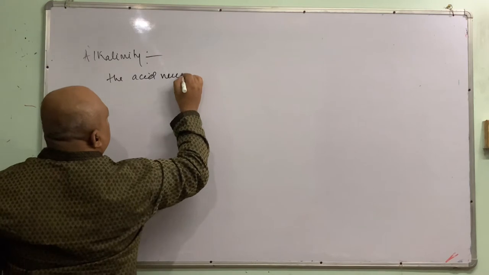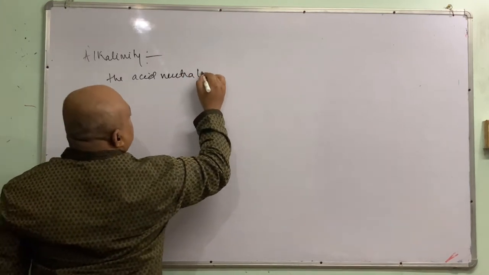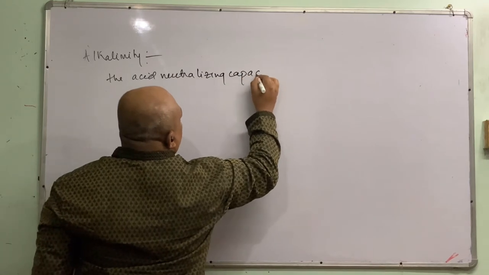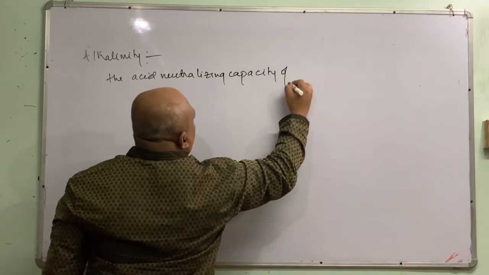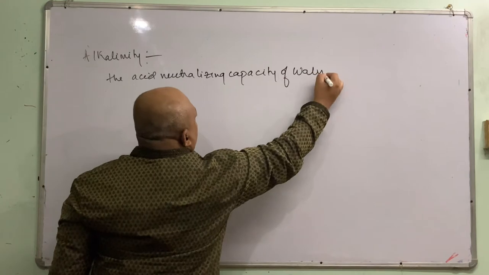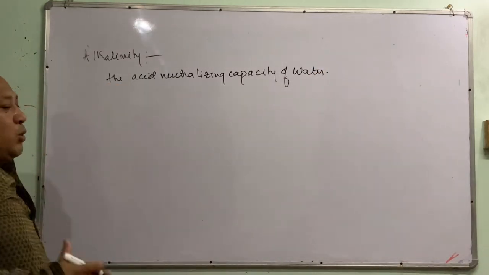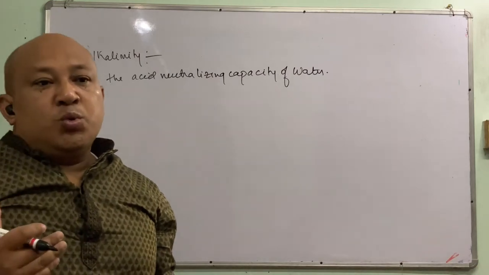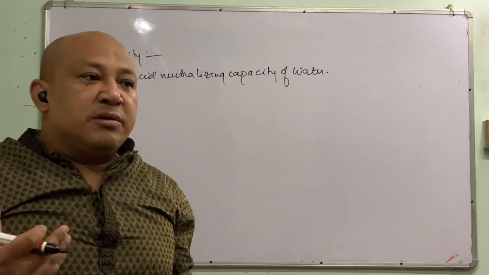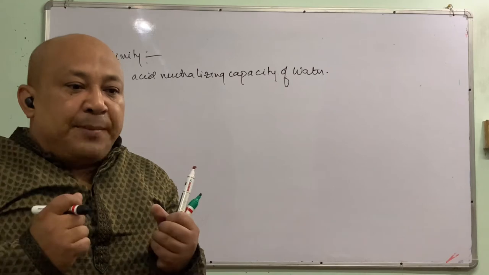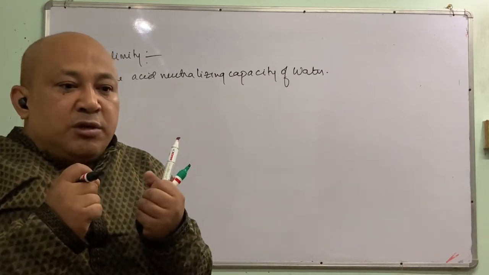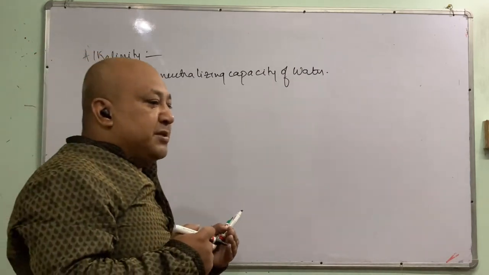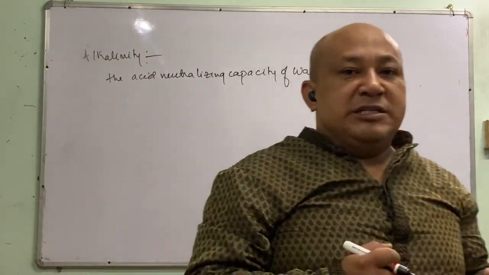acid neutralizing capacity of water. Okay, that means when the water is there, the water may be trying to change into acid due to certain compounds. So the water has some power to control it, not to change into acidic pH. That strength is called alkalinity.